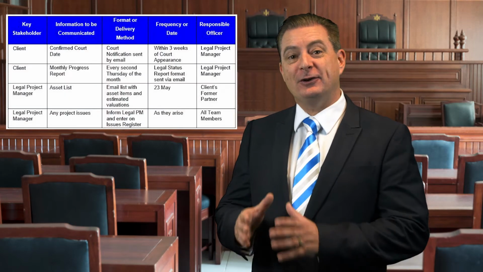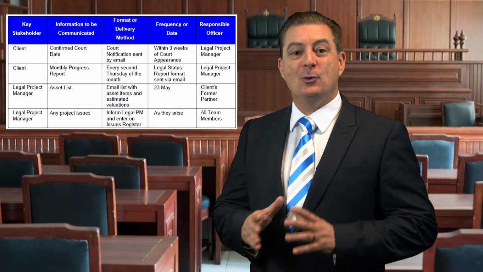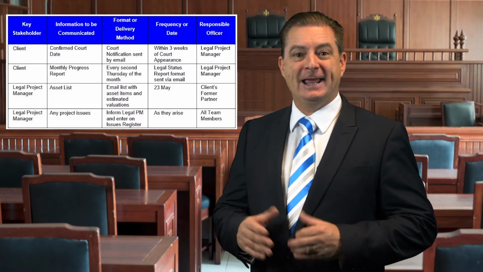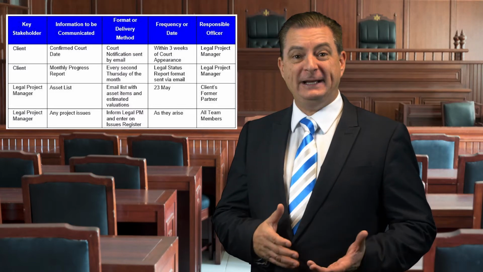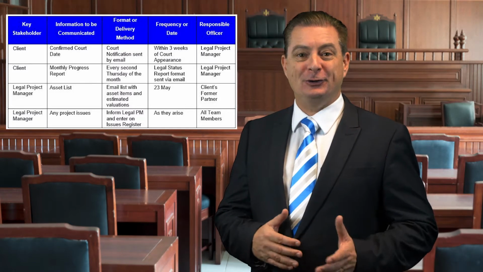So what does the Communication Management Plan have in it? Well, it determines who is the key stakeholder, what information do they need, when do they need it, which is the frequency, in what format or medium will they get it, and of course, who's doing it. The Communication Management Plan allows us to make sure we're maintaining the key and agreed relationships and communications between all parties involved in the legal matter.